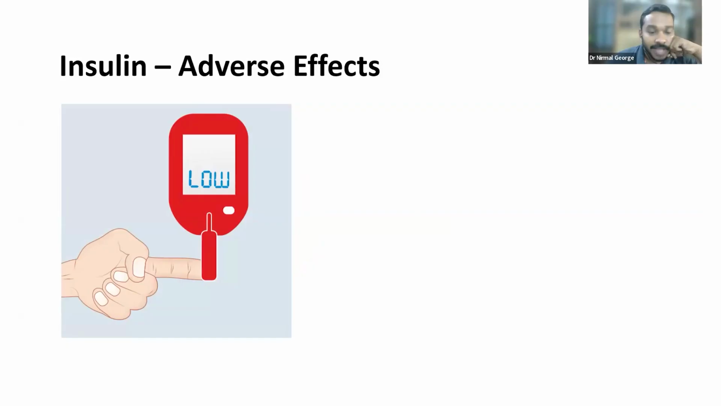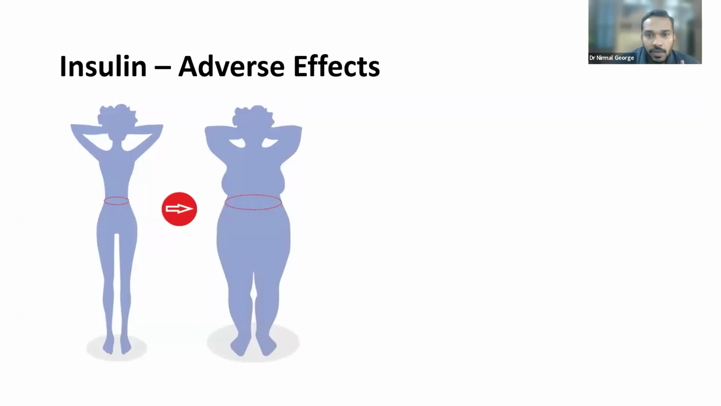So insulin is anabolic. So insulin produces anabolic effect. It produces increase in adipose tissue development, and also it increases the protein synthesis. So use of insulin can result in weight gain.